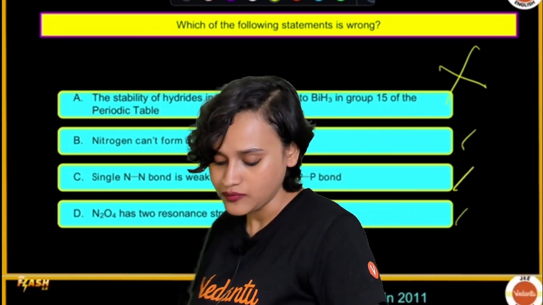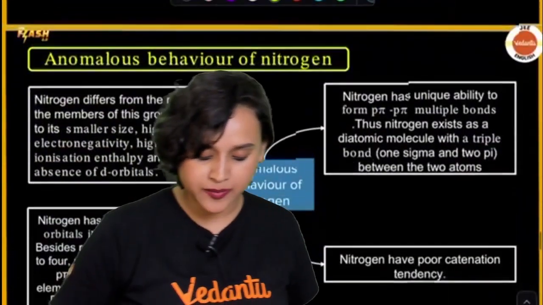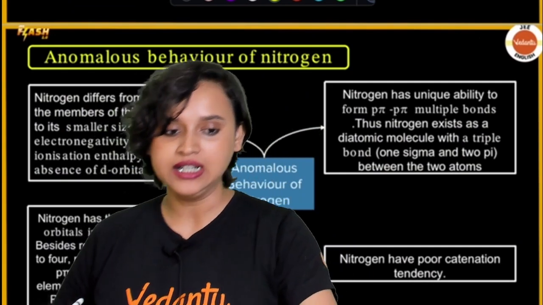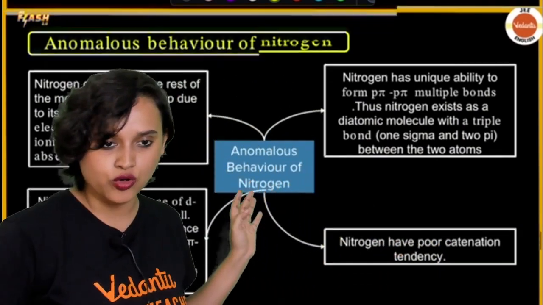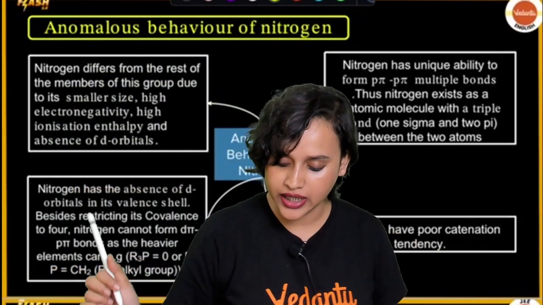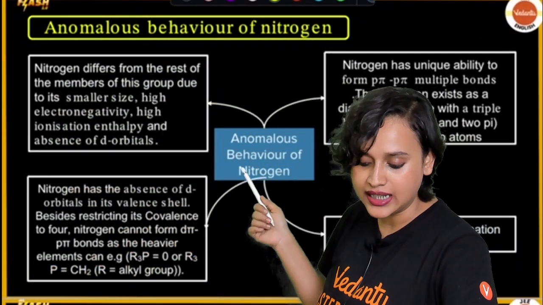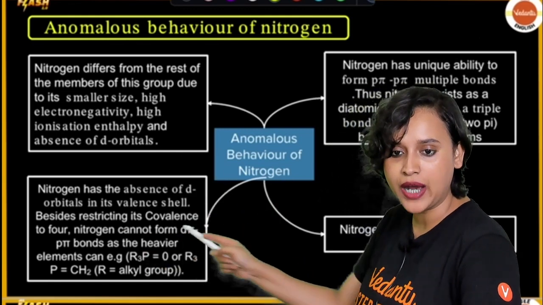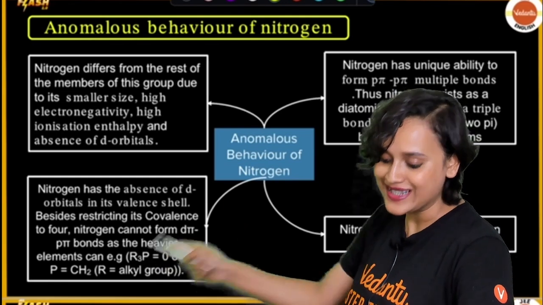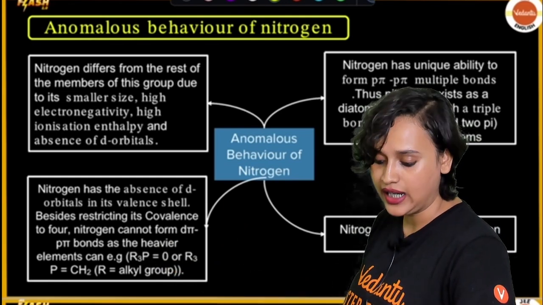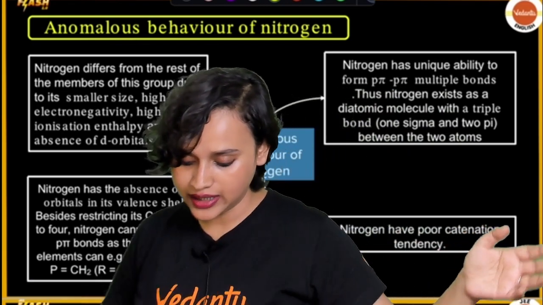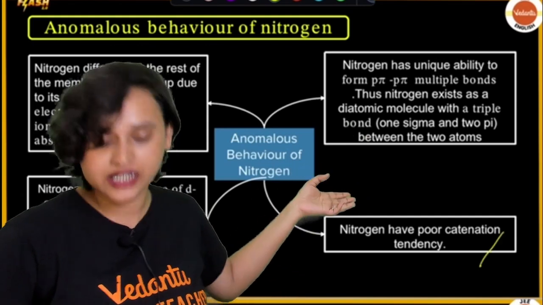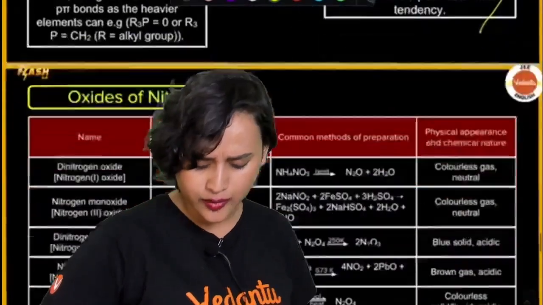Okay. Alright guys, moving on, anomalous behavior of nitrogen. I think I have just explained to you what the anomalous behavior is, right? But here are certain more things that you can read from here. Nitrogen has absence of d orbital, and that is why the covalency is restricted to 4. Nitrogen cannot form d pi p pi bonds as the heavier elements can. Nitrogen has unique ability to form multiple p pi bonds. I've told you nitrogen has poor catenation tendency. I've told you about these also, right?